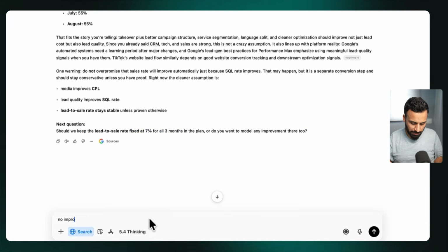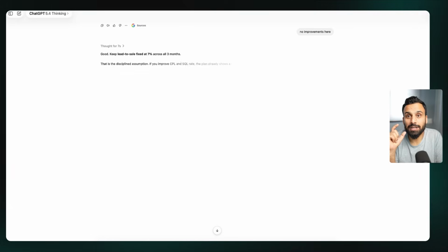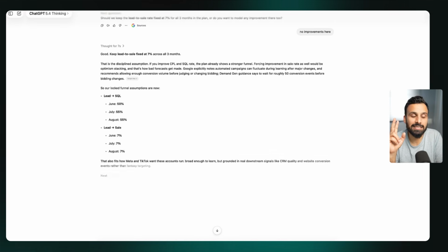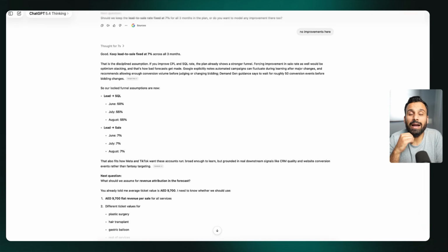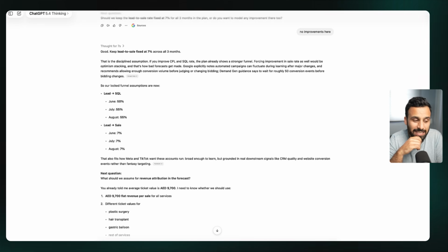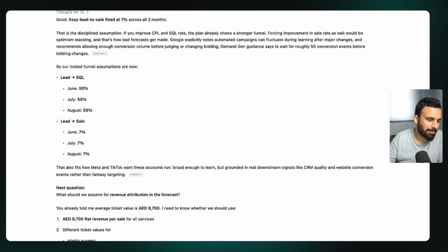No improvements here. Actually, what I was basically trying to mention in the previous point is their turnaround time is great. They have 2 teams working in shifts as a sales team. So at least any time you fill a lead form, most probably you'll get a call within 30 minutes or 1 hour. So that way, I don't see a lot of improvement in terms of the SQL rates. But yeah, they're doing a good job overall, post-click, post-lead. So, okay, our locked funnel assumptions are now this. Okay, this is all great.